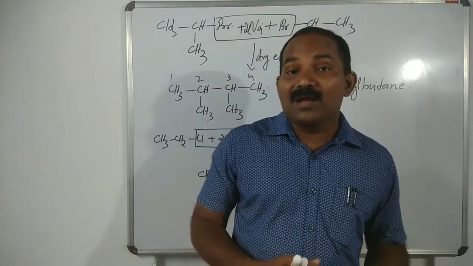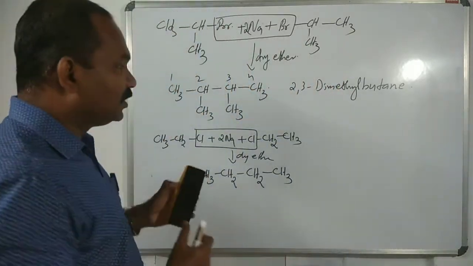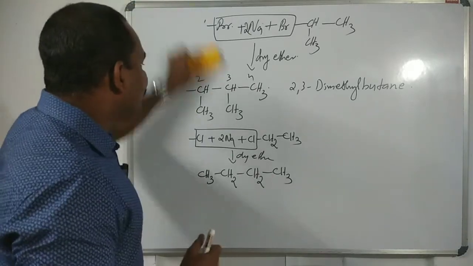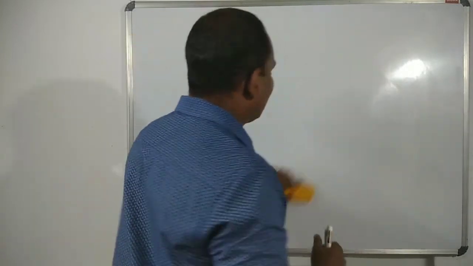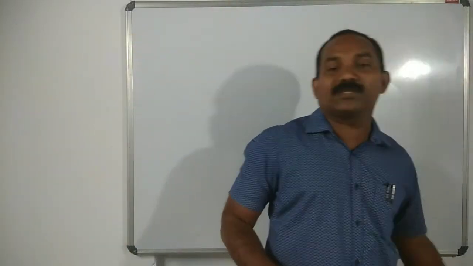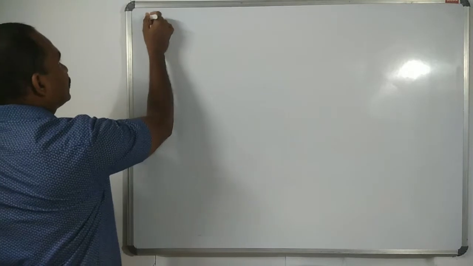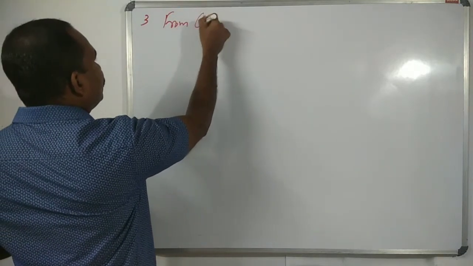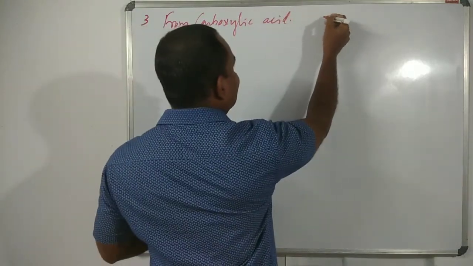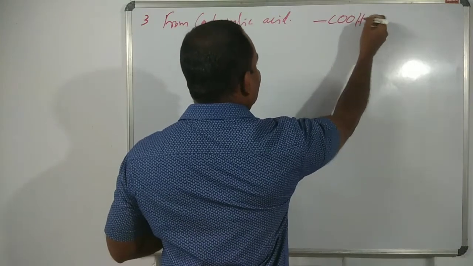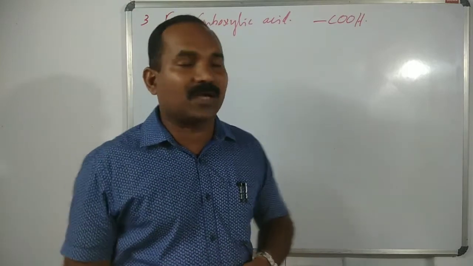Next, from carboxylic acid. Remember that in Wurtz reaction, methane cannot be synthesized and hydrocarbons with an odd number of carbon atoms cannot be synthesized. Then we move to the third reaction, from carboxylic acid. What is carboxylic acid? The acid which contains an alkyl group or aryl group attached to the COOH group.